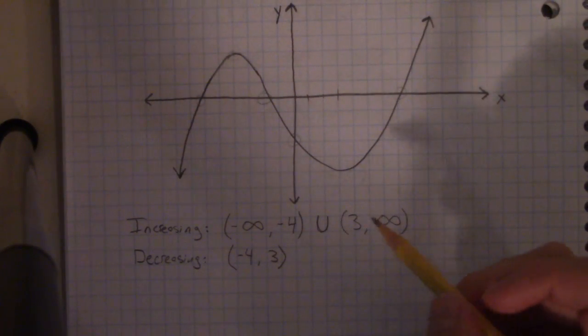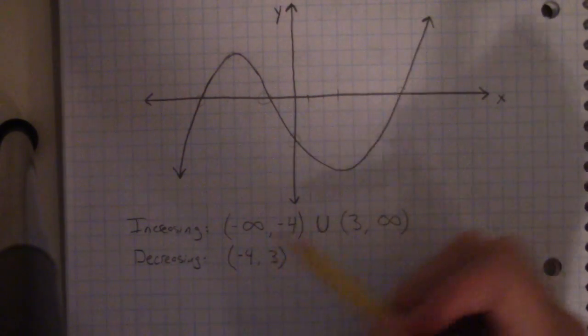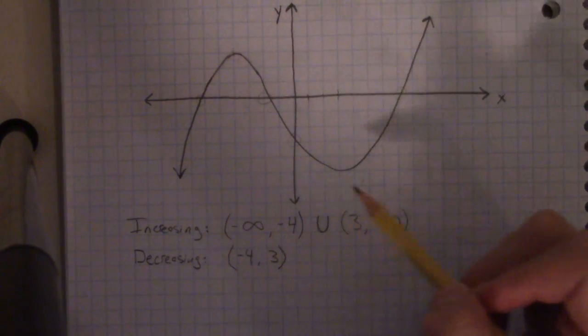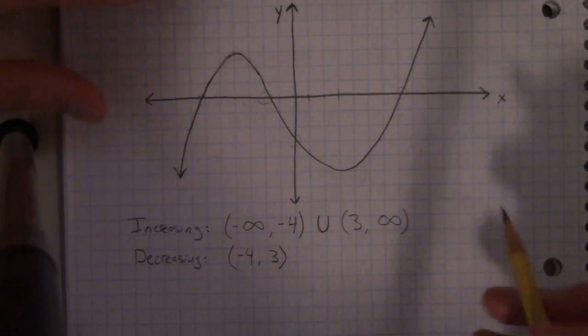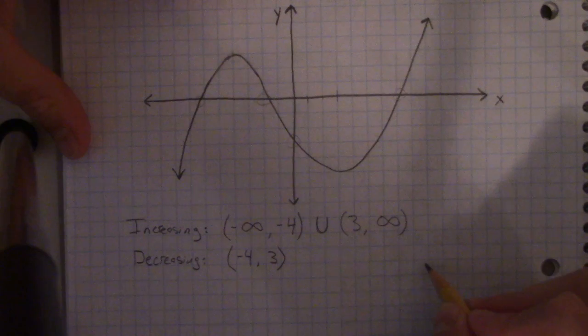Okay, so you could tell your neighbor the graph's increasing from left to right, from negative infinity to negative 4, and then from 3. So they would understand that it's going this way and this way. They still might be drawing a graph that looks like this.